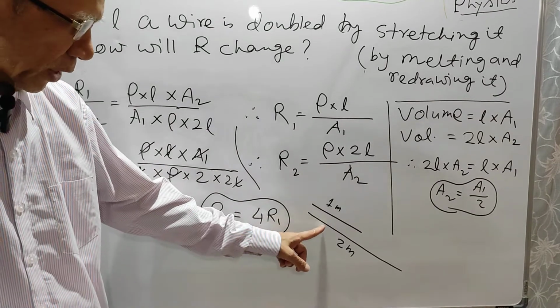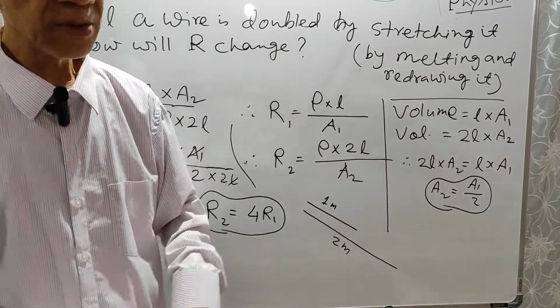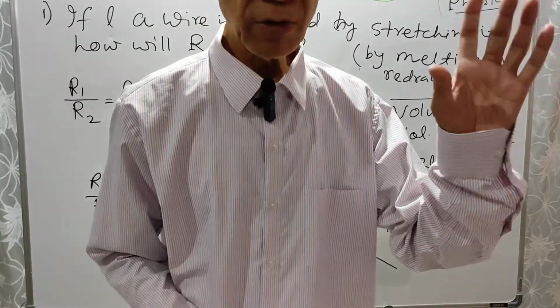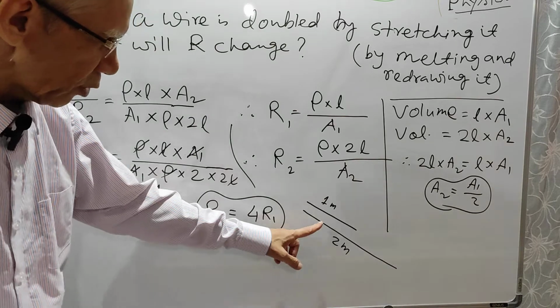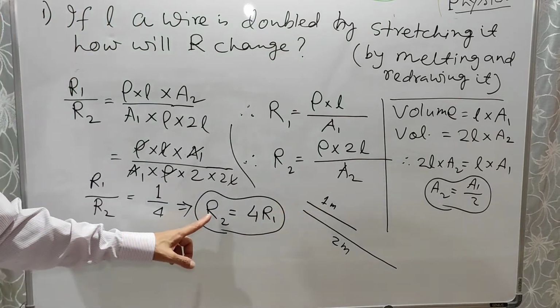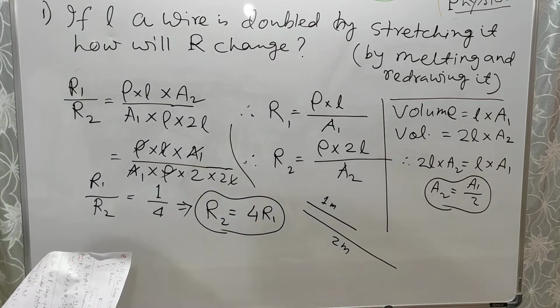So now the new wire is thinner. Now thinner wire has more resistance. Thicker wire has less resistance. Now the new wire is thinner than the old. Therefore its resistance is more, 4 times the resistance of the old one.